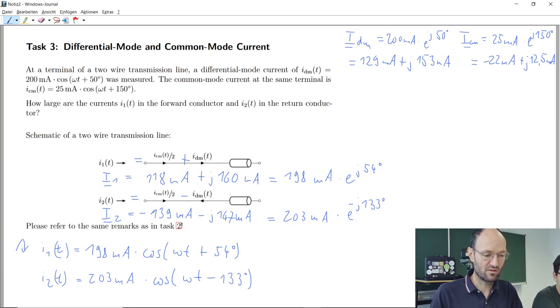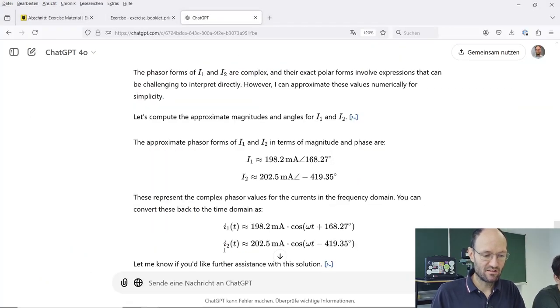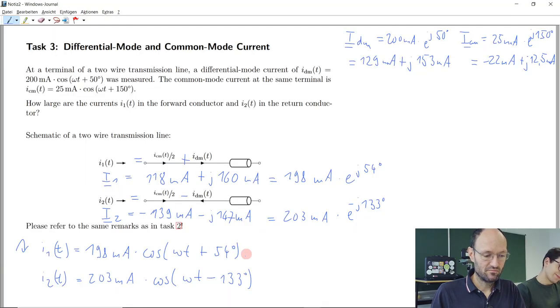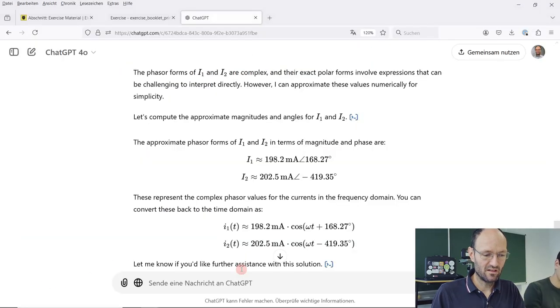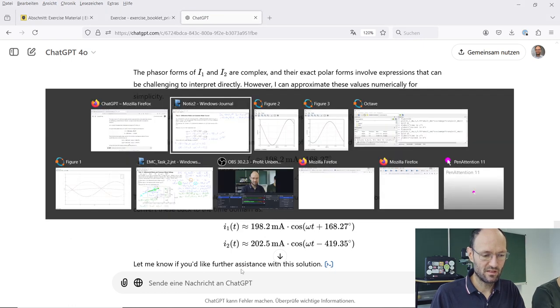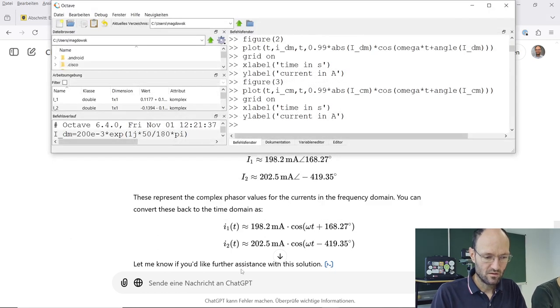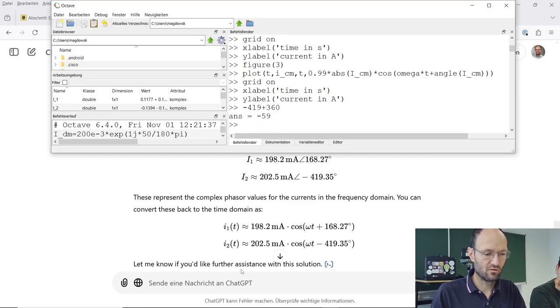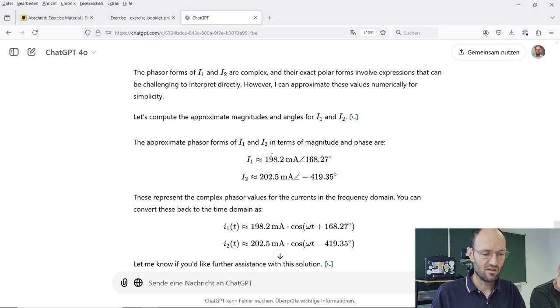Mm-hmm. No, not really, because something else. And this, if you would add 360, would this make sense? I don't think so, right? What is -419 plus 360? No, it's -59. So it's also not super helpful in this case.